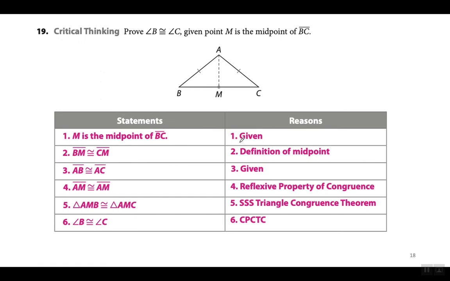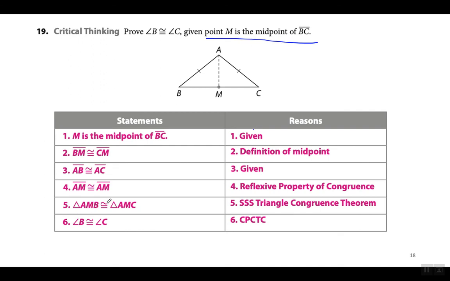So as usual, they put the given: point M is the midpoint of BC. All right, they put that first. Then BM is congruent to MC because that's the definition of a midpoint. If this is in the middle, this segment has to equal this segment. Now AB is congruent to AC, and that's given from the picture, from the diagram. Okay, esto es dado por el diagrama que te están dando. Then AM is congruent to AM because of the reflexive property.